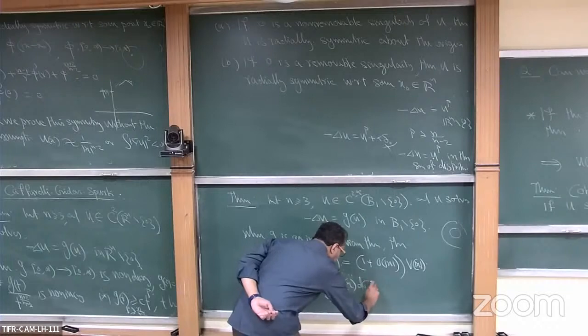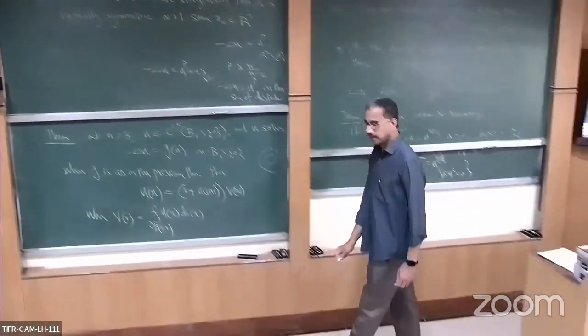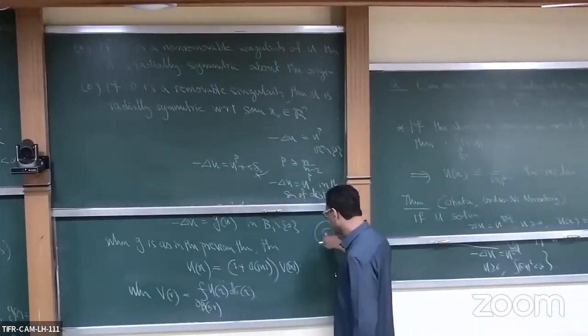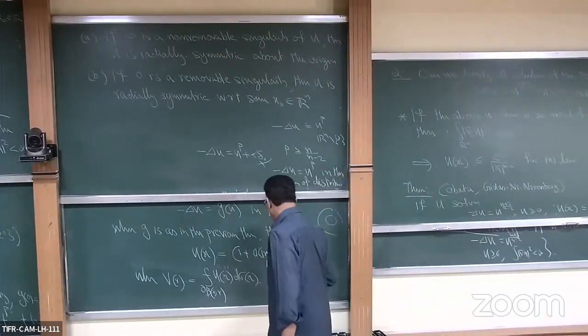Maybe I can put d sigma, where d sigma is the surface measure of the sphere. So you can just average that. For each r you average, so that is going to be a function v. So the singularity is going to be like this.